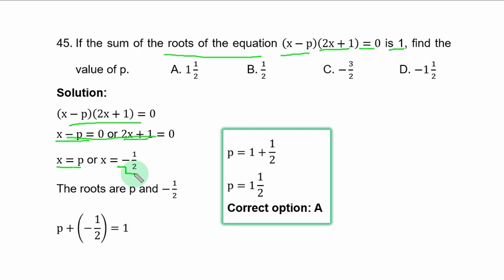From the question, the sum of the roots is 1. So you add the two roots, you equate it to 1. If you transfer this term to the right hand side, you have p equal to 1 plus 1/2. That simplifies to one whole number, 1/2. A is the correct option.